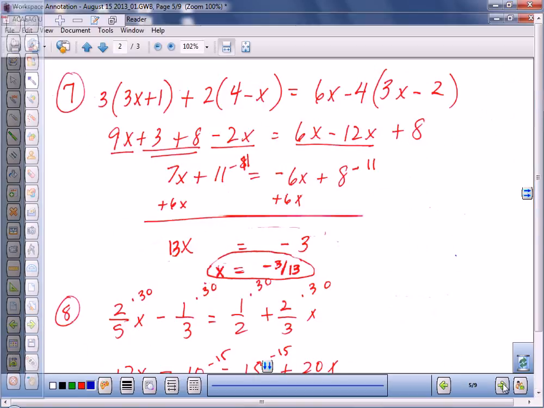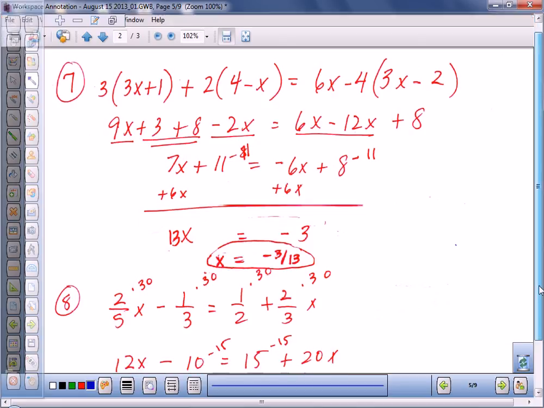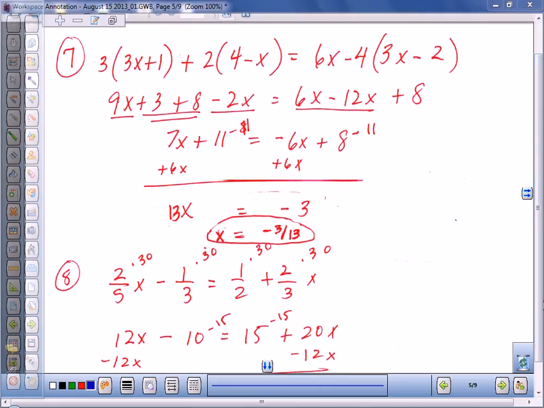All right, let's take a look at number 7. See if you have any questions. So you're saying we should leave them in fraction form instead of decimals? Unless my directions say round your answers to the nearest whatever, then just leave them in exact form. Yes. Is negative 3 divided by 13 the same thing? Yes, ma'am. Okay, good.